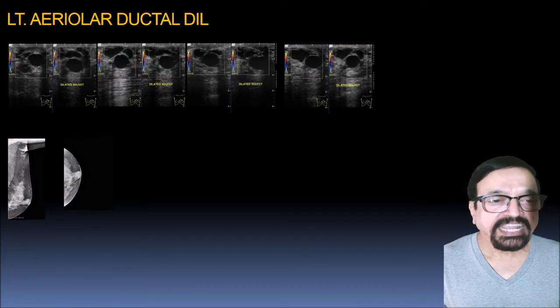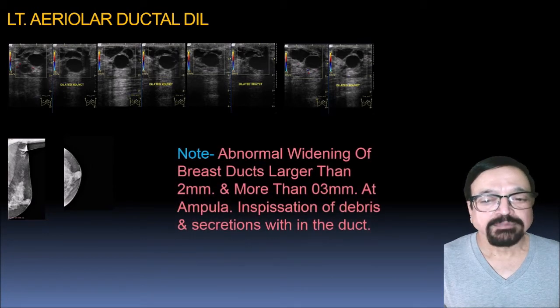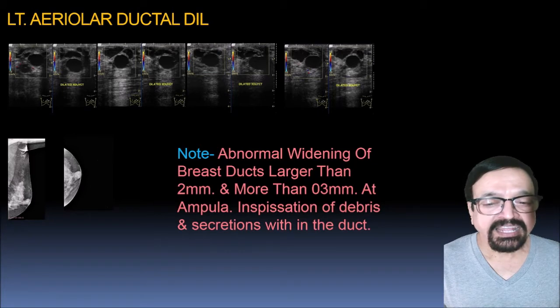Now here we are seeing a left areolar duct dilatation. Abnormal widening of the breast ducts larger than 2 mm. Again at the areola, you can see they are seen up to the areola. So the abnormality is seen in both mammography as well as on sonography.